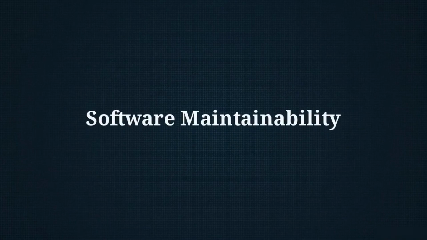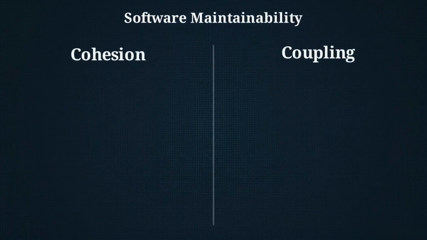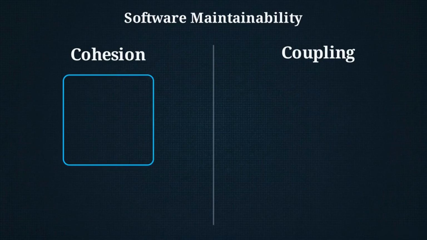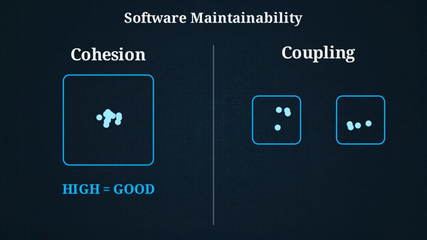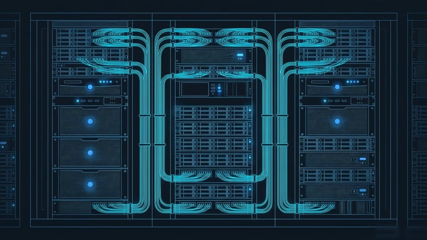To ensure the software is easy to maintain, we look at 2 design metrics. On the left is cohesion, which measures the relationship of elements inside a single module. For a focused system, you want high cohesion. On the right is coupling, which measures the dependency between separate modules. To keep a system flexible, you want as little dependency as possible, meaning low coupling is the goal.